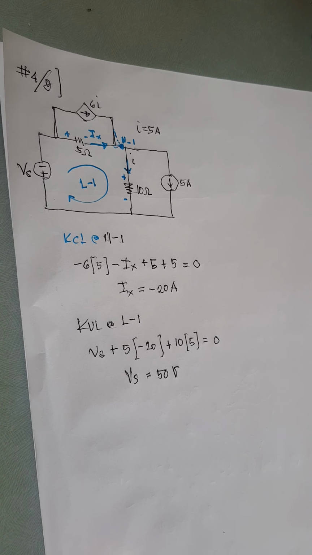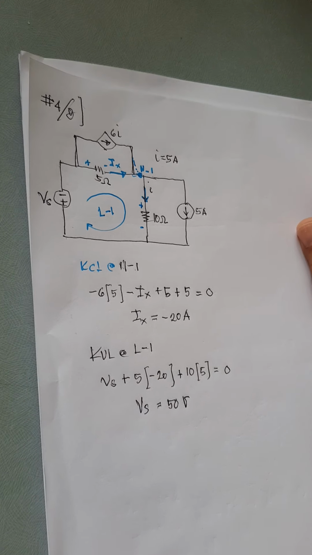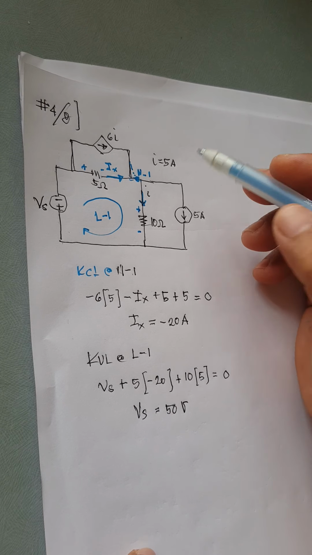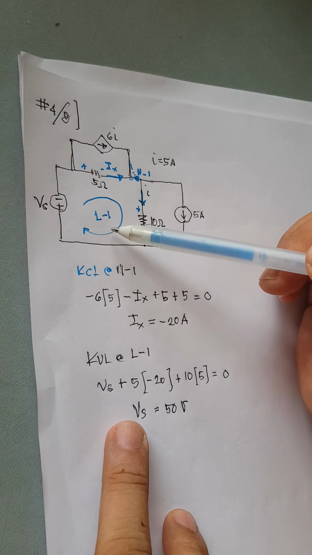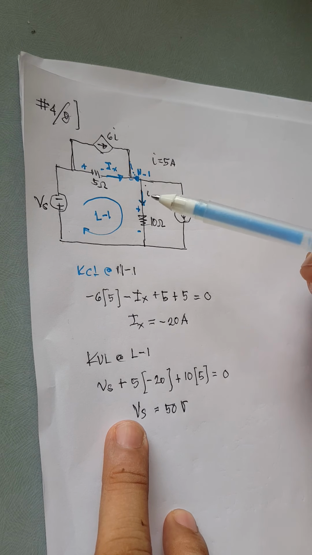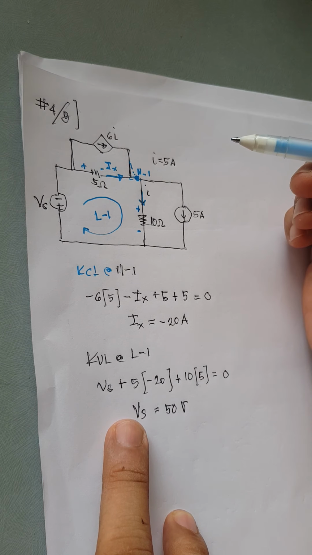So we're asked to look for the power absorbed or delivered by each element. So let us check first whether the voltages and the currents are given. We have already gotten the value of Vs, and the current is not known. The current is not known.